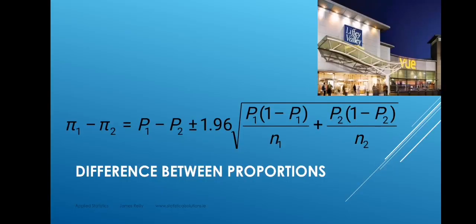We now move on to differences between proportions. Now this formula is used for estimating proportions in 2 distinct populations. For example, you might want to estimate the difference between the proportion of Wicklow voters who support the Labour Party and the proportion of Mayo voters who support the Labour Party. Those are 2 distinct populations. You would not use this formula to estimate the difference between the proportion of Wicklow voters who support the Labour Party and the proportion of Wicklow voters who support the Green Party, because those are not distinct populations.